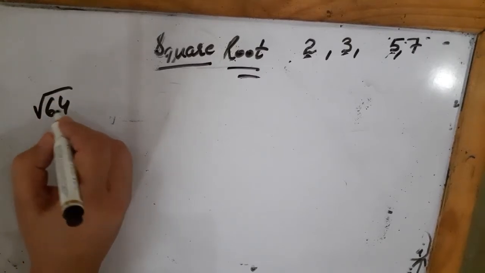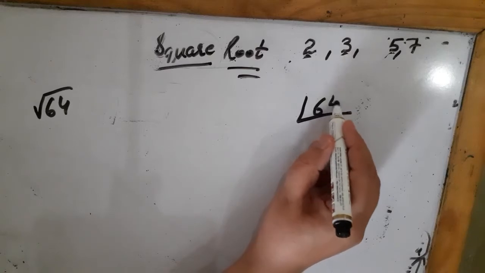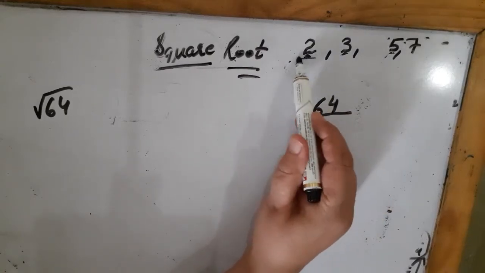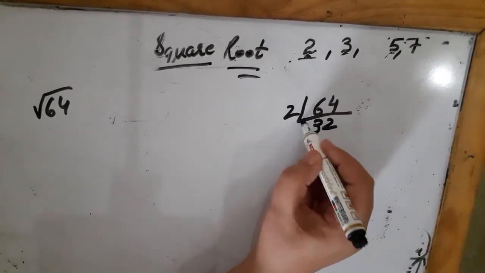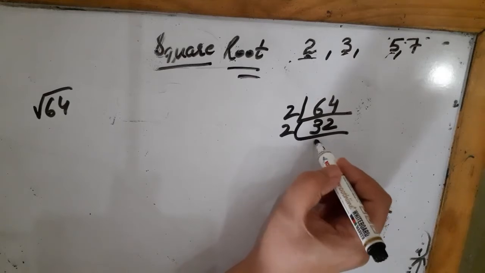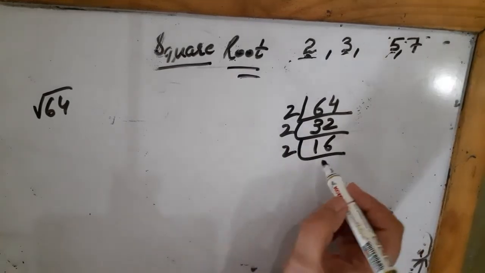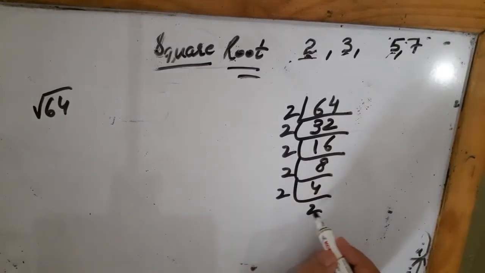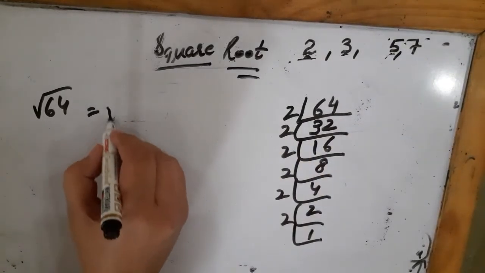Now as 64, you can also use the method of prime factorization, as I told you. First I will divide by 2. 2 3s are 6, 2 2s are 4. Again it can go on 2. 2 1s are 2. 2 6s are 12, again on 2, 2 8s are 16, 2 4s are 8, 2 2s are 4, and 2 1s are 2. So these are the prime factors of 64.